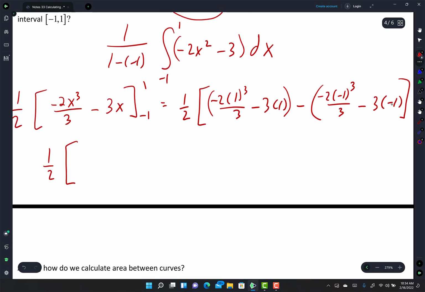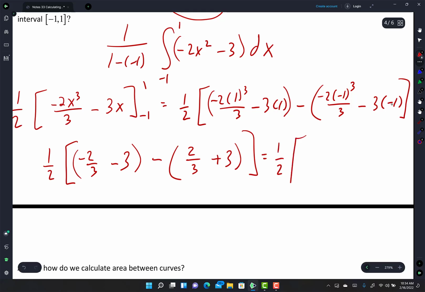1/2 bracket. That's negative 2/3 minus 3. We'll figure that out in a little bit. Minus, and I'm going to get a positive 2/3 plus 3. Let's see, does anything cancel? Nope, everything combines.